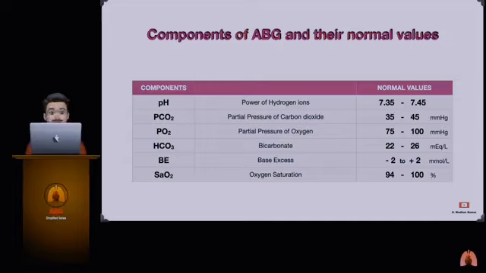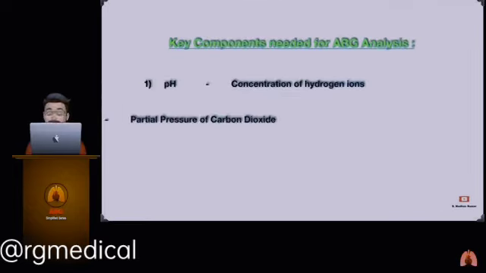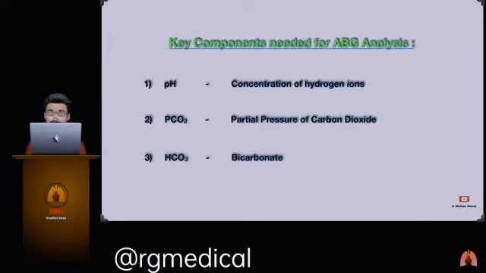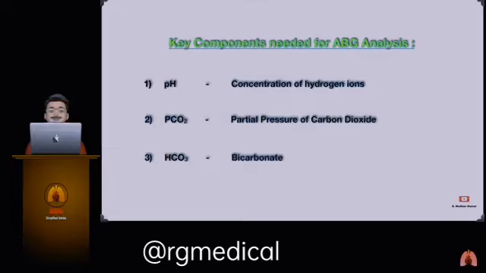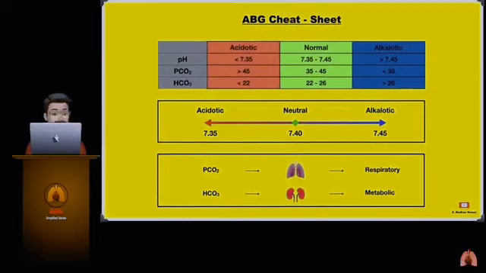SiO2 is the oxygen saturation, which measures the amount of oxygen carried by the hemoglobin in the red blood cells. The normal range for SiO2 is 94 to 100%. The key components needed for ABG analysis are pH, PCO2 and HCO3. It is very important to familiarize yourself with the normal and abnormal ABG values to review the ABG results. It is easy to memorize all these values.